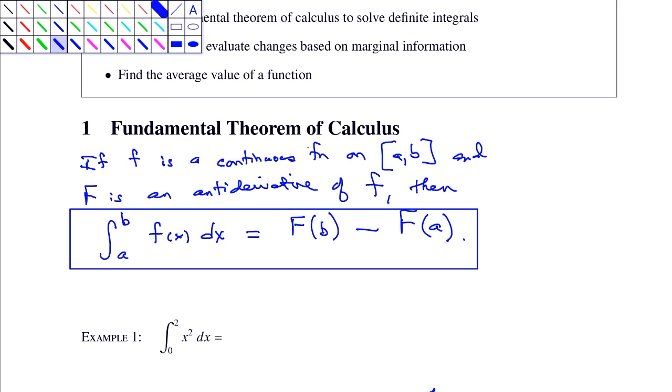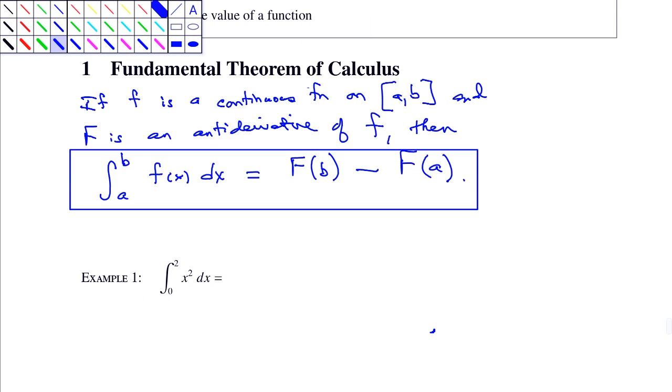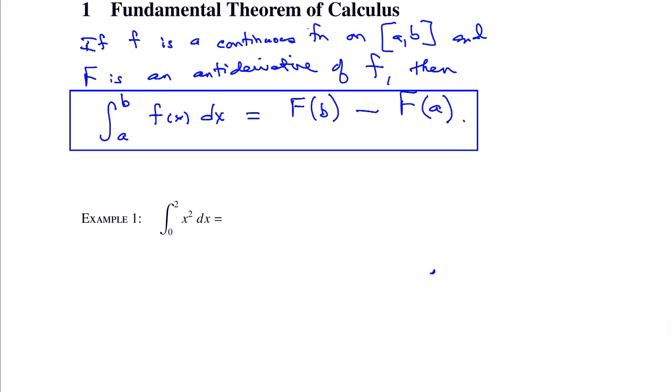And you basically find an antiderivative of the function you're finding the area under. Evaluate that at the upper limit, evaluate that at the lower limit, and subtract. And that's the area. That's the connection between integration and derivatives and antiderivatives and the like. All right, let me show you how this works.